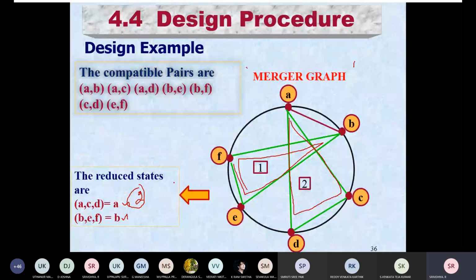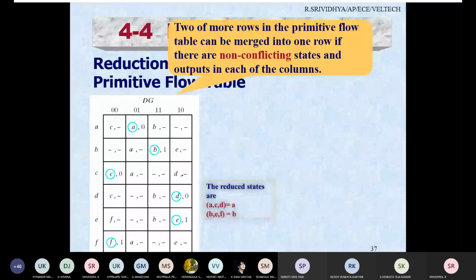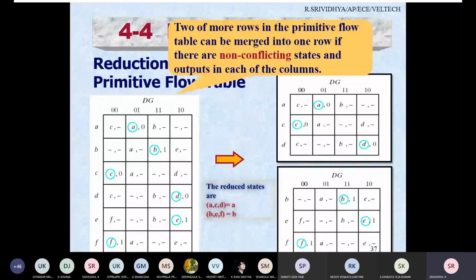Now coming to reduction. The reduced states we have obtained. Now what I'm going to do is very simple. I have two different combinations. This is my primitive flow table, and I'm going to segregate it into two tables and write it. So A, C, D, these three I'm jotting out here, and then B, E, F, I'm writing here. Very simple. I'm dividing the primitive table into these two states based upon my merger graph.